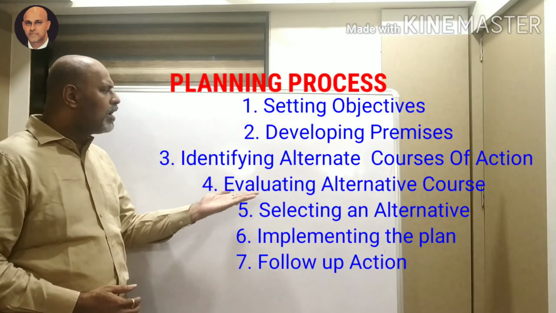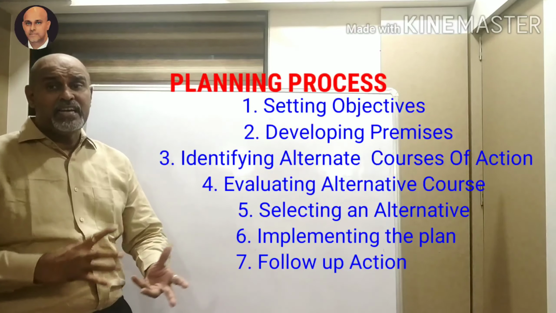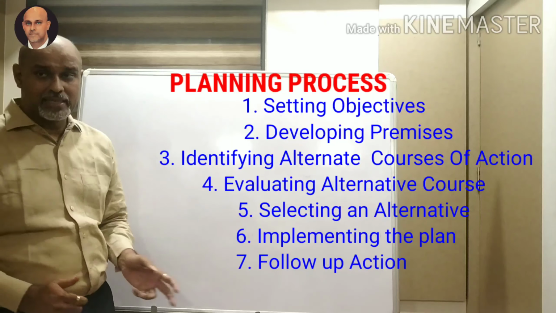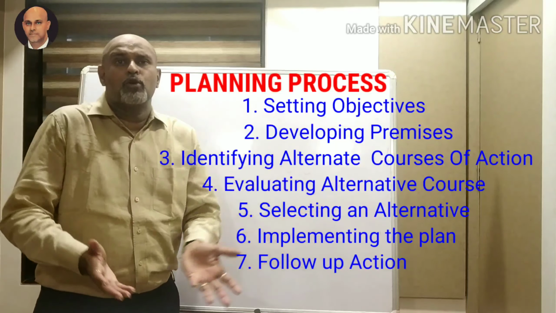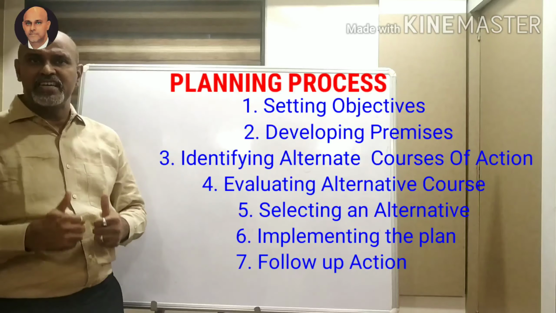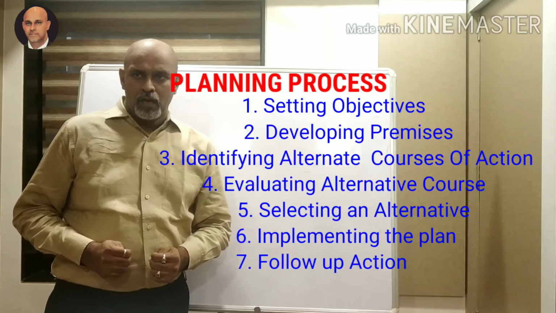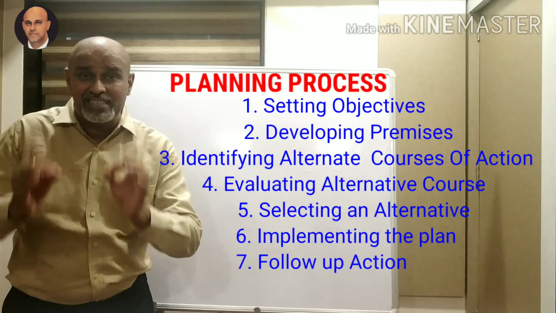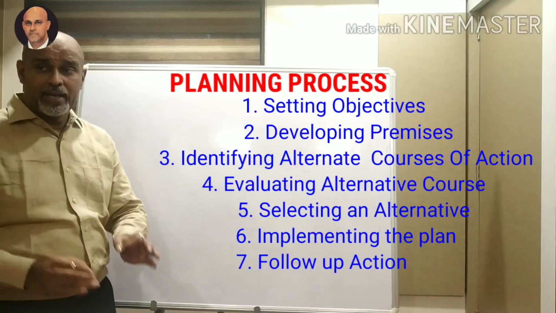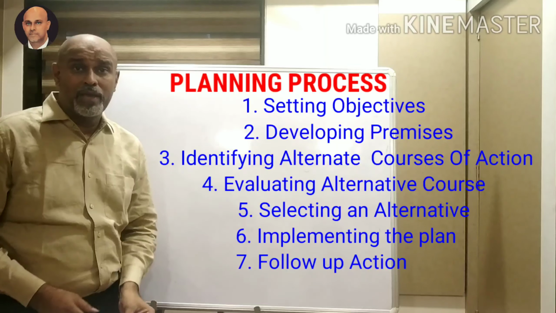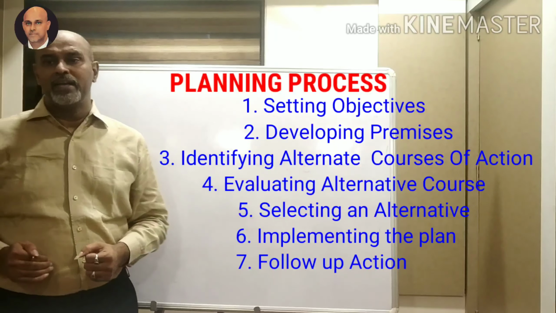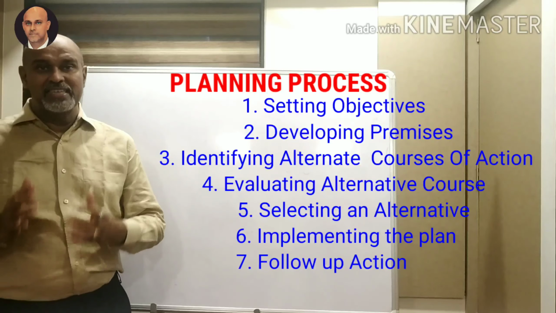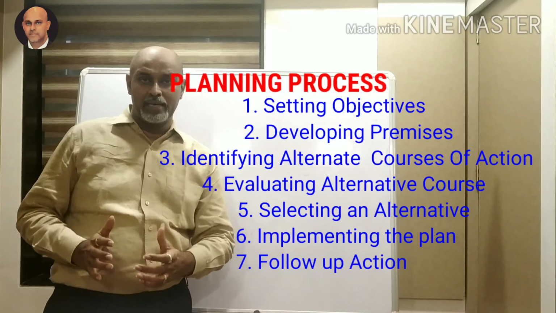From here we go a step ahead and find out from the various varieties which one is the better variety. That is, you are going to evaluate the alternative courses of action. Then you come to know exactly what step to take ahead. And then from here we go to point number 5, which is selecting an alternative plan.